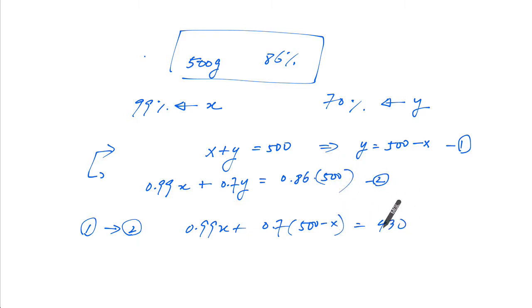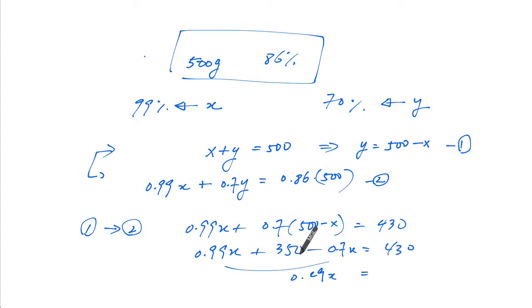If you multiply that, you get 430. So you get 0.99x, and 0.7 times 500, that's 350, minus 0.7x. Okay, so that's going to be 0.29x. 430 minus 350 is 80.